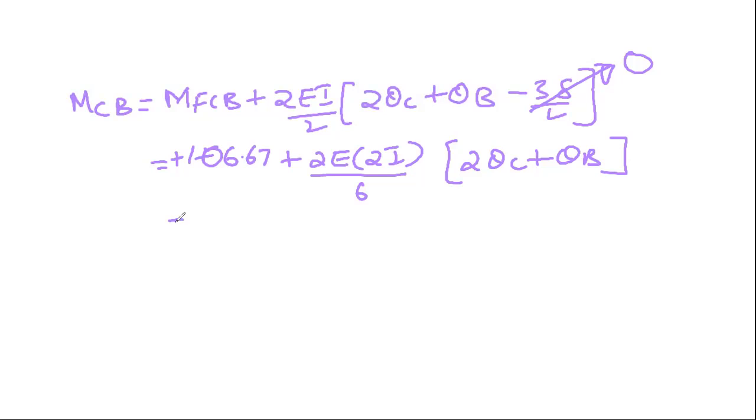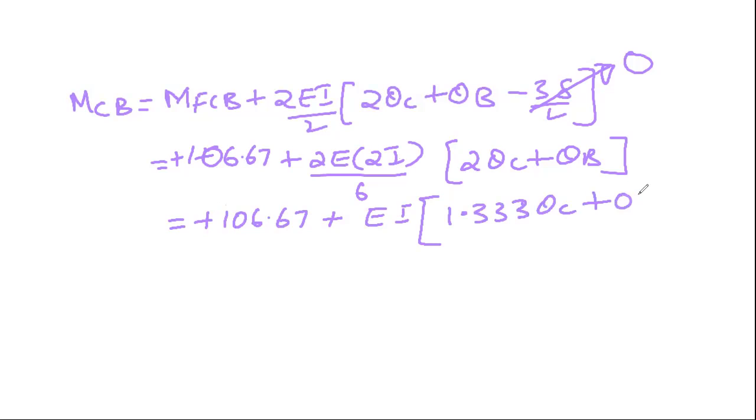So the same thing over here, plus 106.67 plus EI times, so 2 by 3 is 0.67. So this will become 1.333 theta C plus 0.67. Okay, please check this value is 0.67 theta B. So this will be your equation number 4.